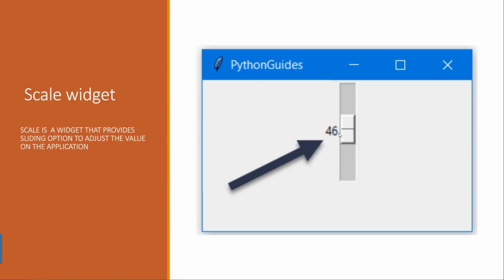So in this image you can see that we have created a scale widget, and on this scale widget we have a slider that we can slide up and down. We can also create it horizontally, wherein we can slide the slider in the right and left direction.